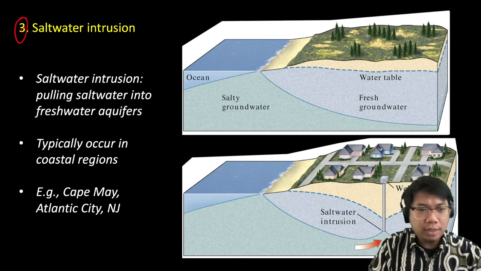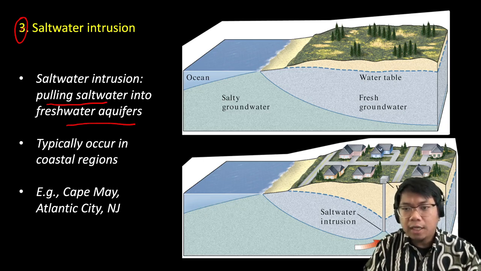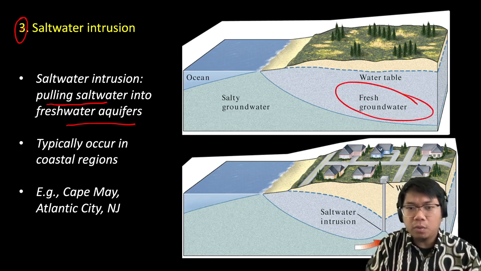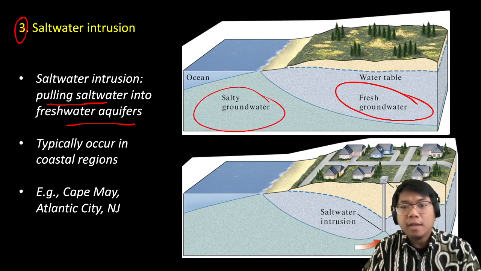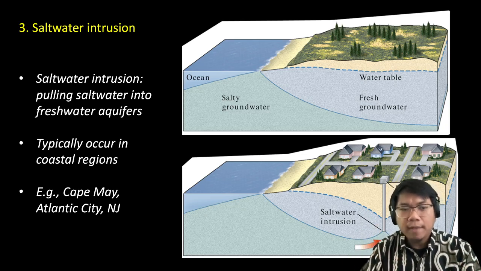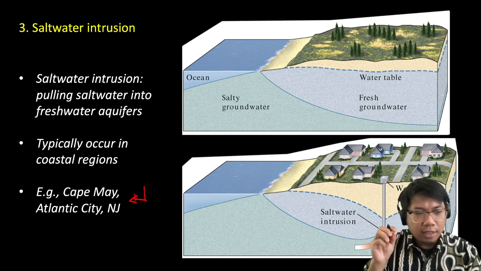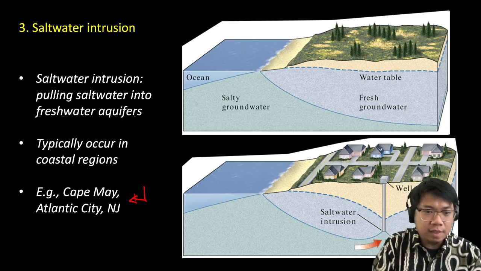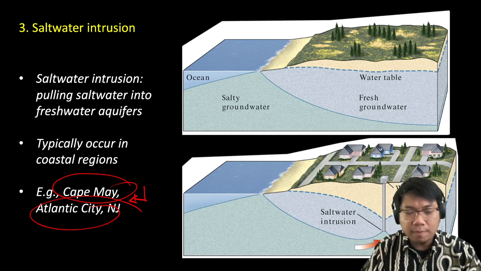And then the third effect that I would like to mention in this video is called saltwater intrusion. So what is saltwater intrusion? It is a process of pulling salt water into freshwater aquifers. So for example, here we have fresh groundwater right here in blue, and here we have salty groundwater in a kind of greenish color right here. Typically saltwater intrusion happens in regions very close to the ocean. Typically in New Jersey we have the same issue, in some cities such as Cape May or Atlantic City in southern New Jersey.